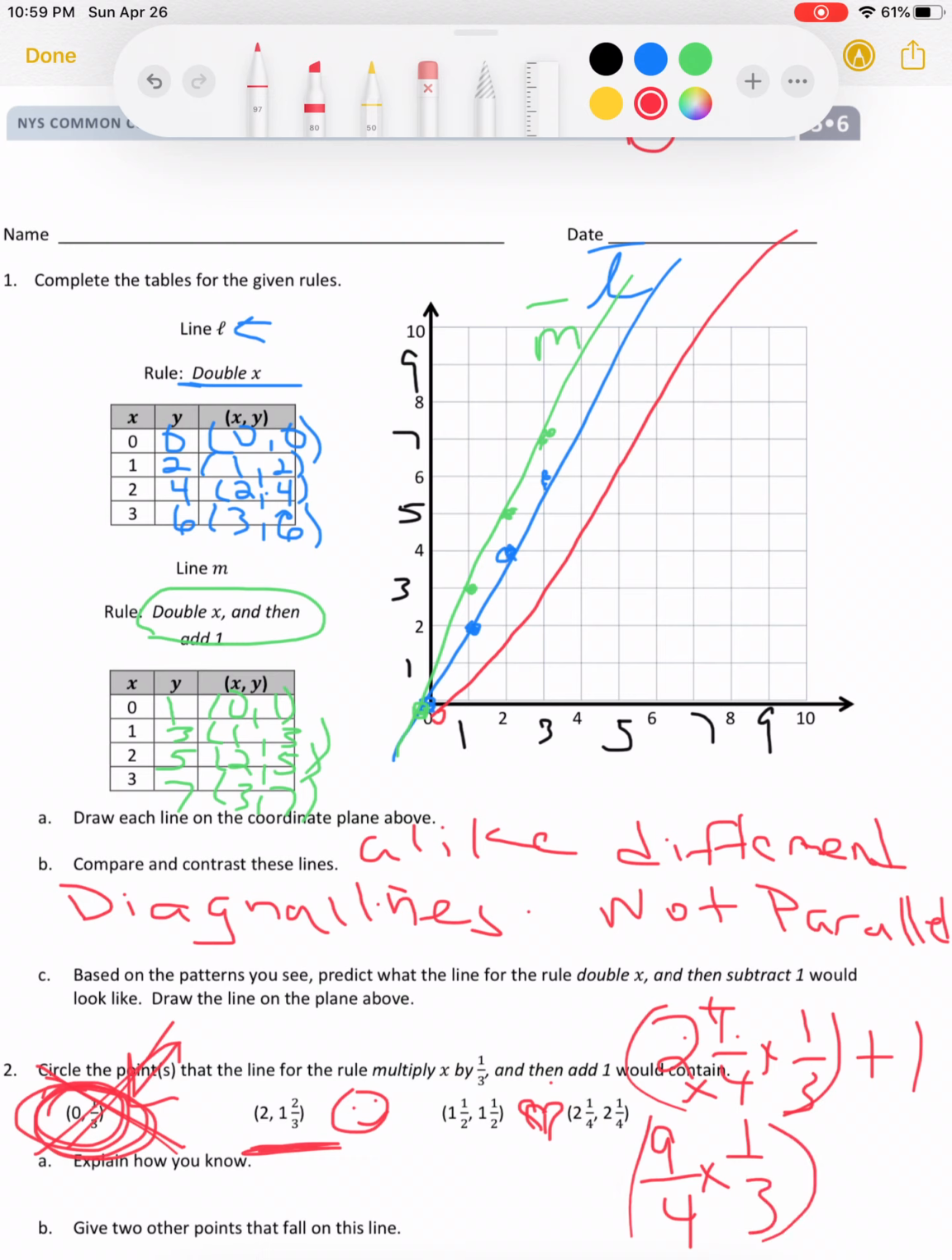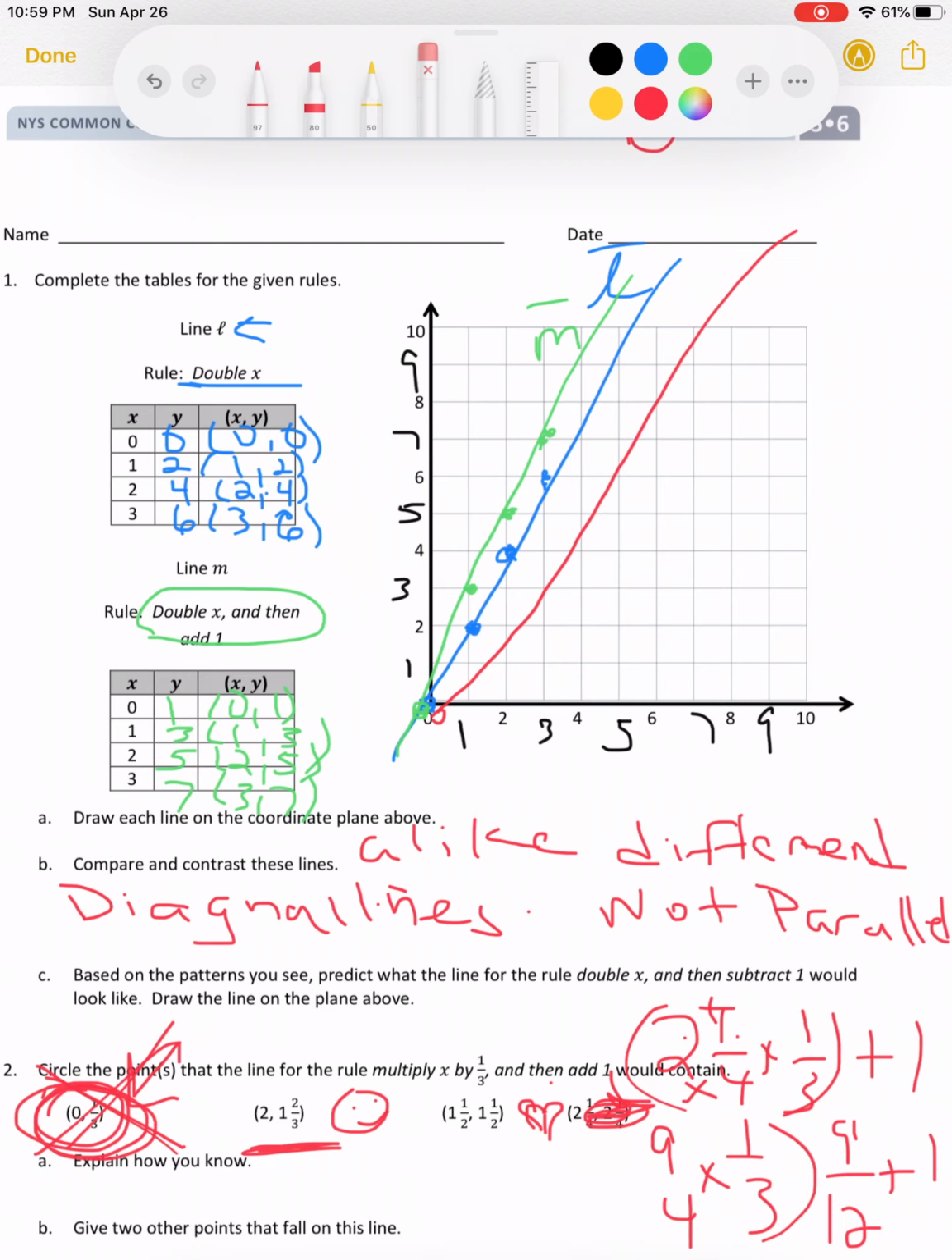When you multiply fractions, multiply straight across. 9 times 1 is 9. 4 times 3 is 12. And then we add 1. So this equals 1 and 9/12, which can be reduced. Our common factor there is 3, so let's reduce by 3. 9 divided by 3 equals what? 3. And 12 divided by 3 equals 4. So with this case scenario, y should equal 1 3/4, and y does not equal 1 3/4 there, so that is not one of our coordinates, okay?